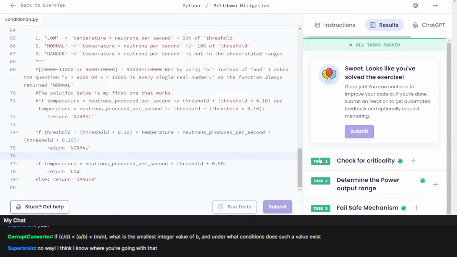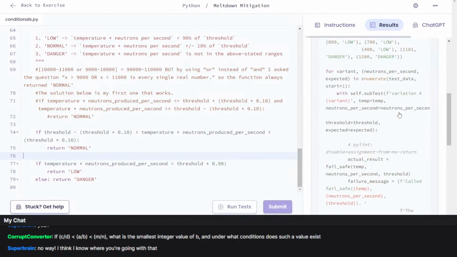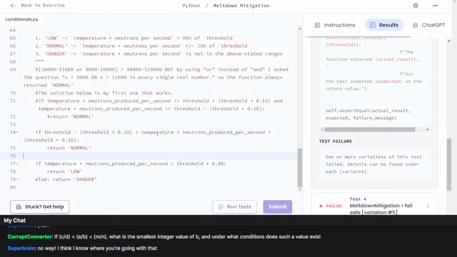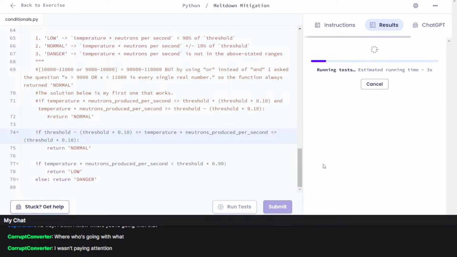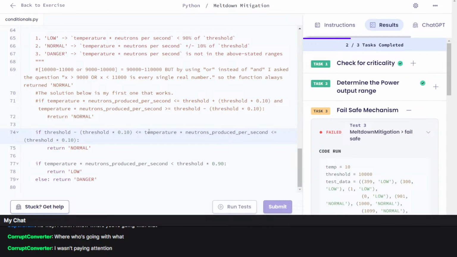Superbrain says no way. I think I know where you're going with that. Wait, it failed. Wait, I do have to use the equal, right? Like if... Shouldn't it be this? Or equal to? Because it could be on the bound. Okay, maybe I will use parentheses.